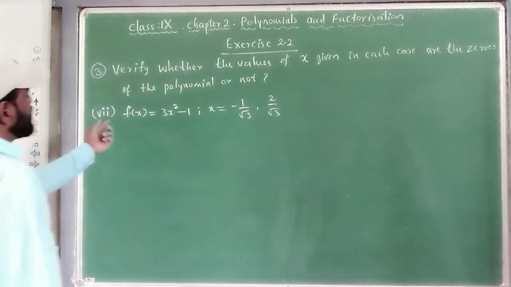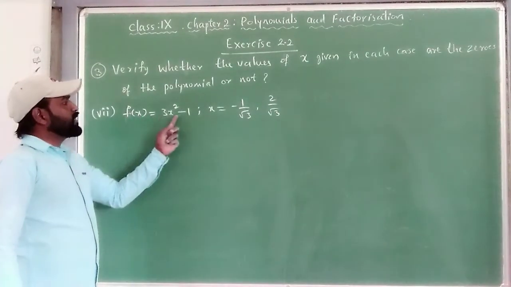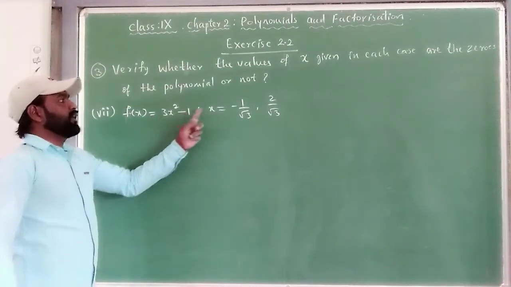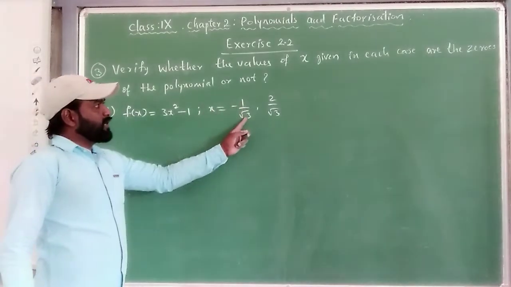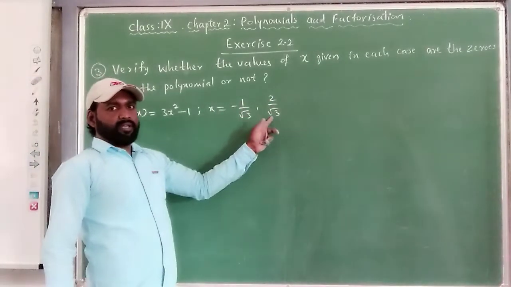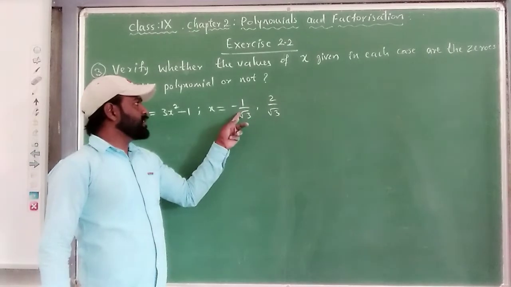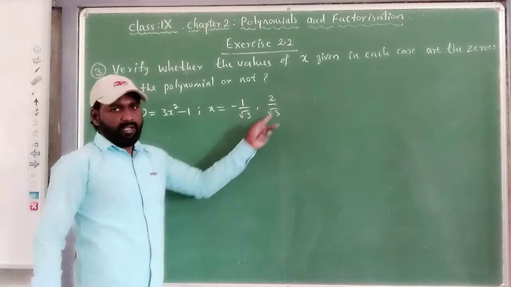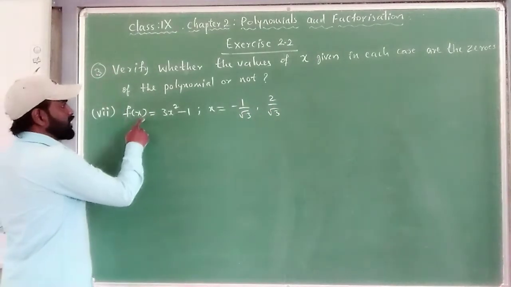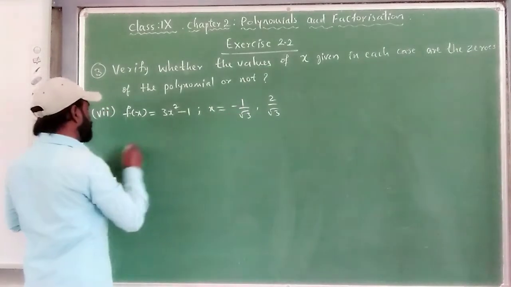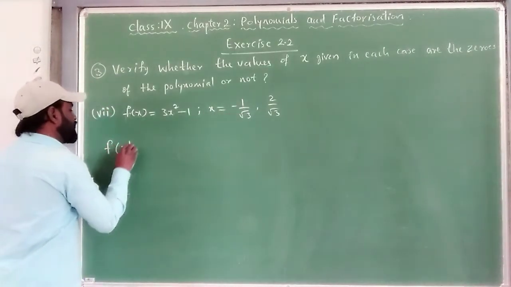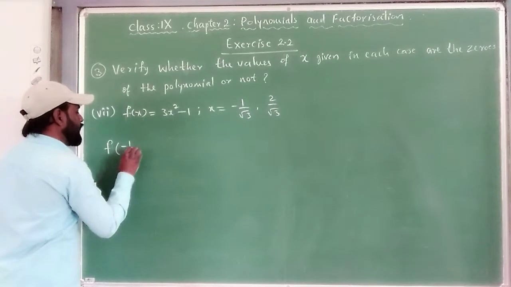See, the next polynomial is given: f of x is equal to 3x square minus 1, at x is equal to minus 1 by root 3 and 2 by root 3. Both times you have to check whether it is a 0 or not. Let's check. So f of x means what? Minus 1 by root 3. So f of minus 1 by root 3.